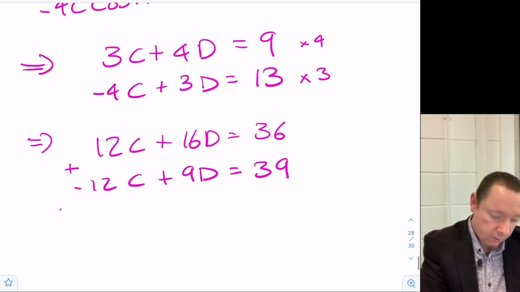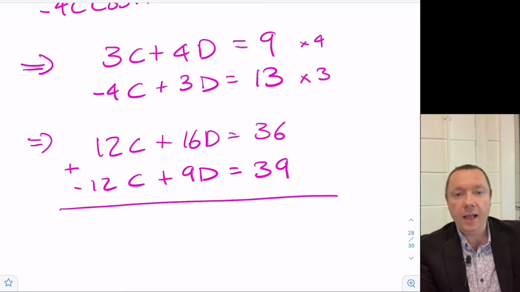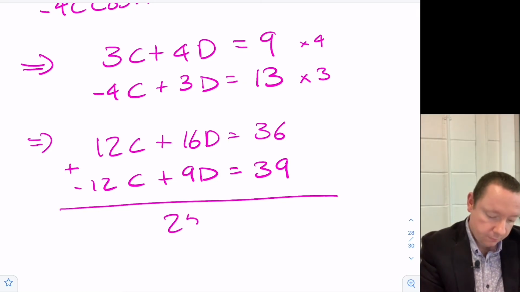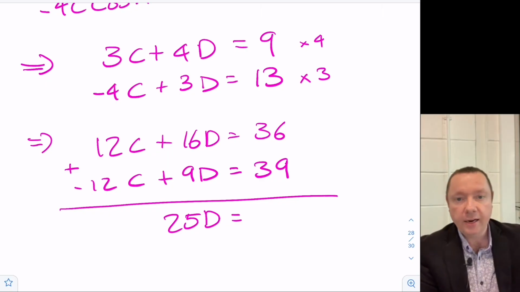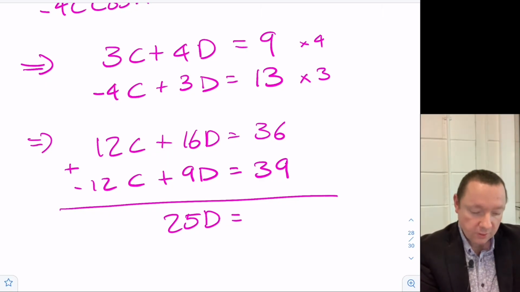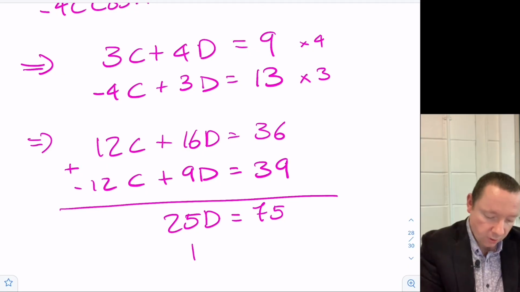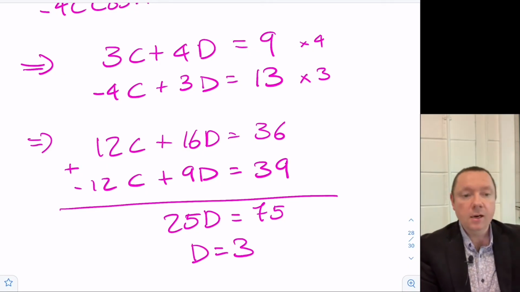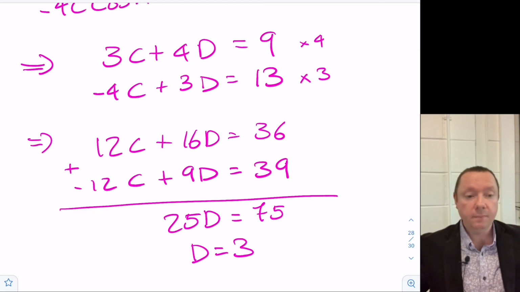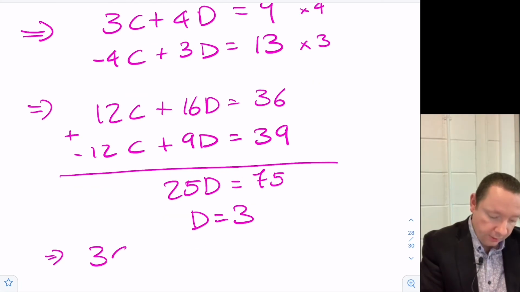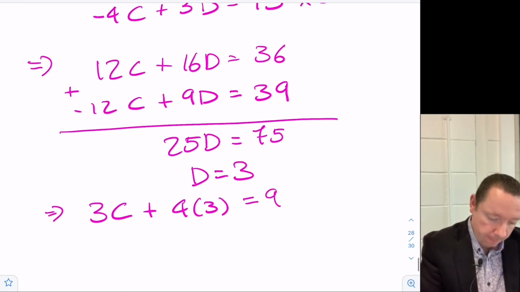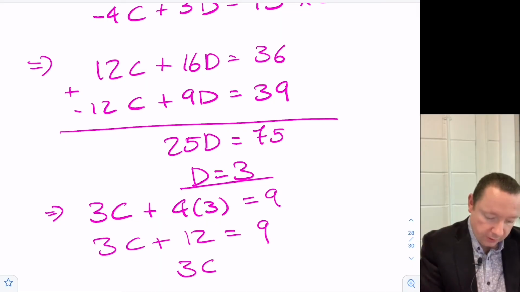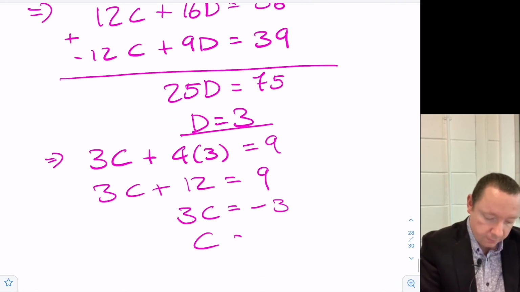Adding them together, 16 and 9 is 25d. 39 and 36 is 75. So d is a nice round number, which is 3. And we can now find c by substituting back in. 3c plus 4 times 3 equals 9. So 3c plus 12 equals 9. So 3c is minus 3. So c is negative 1.